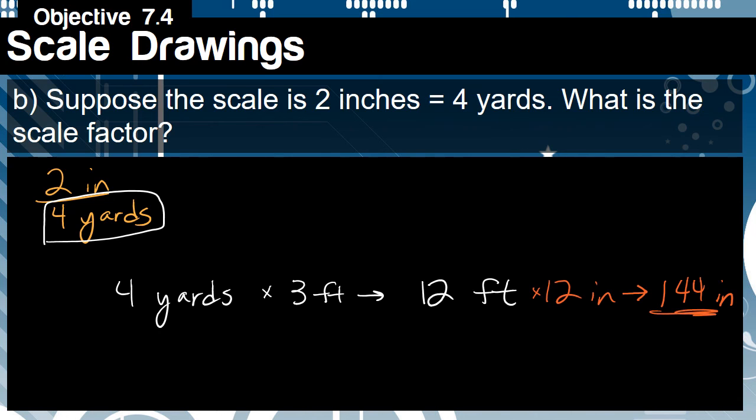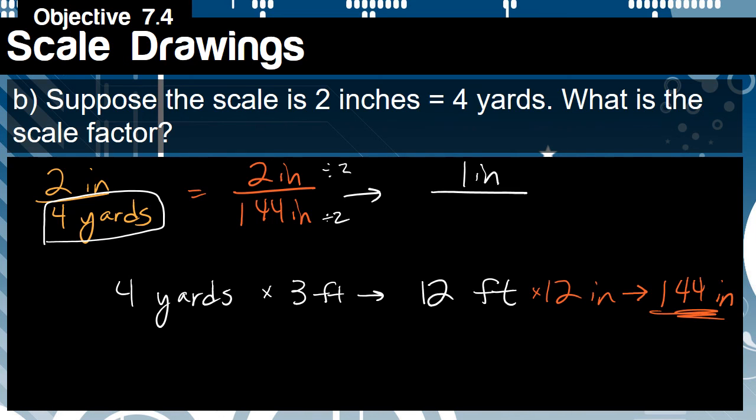And so we have 144 inches. So now we have 2 inches over 144 inches. Now let's figure out the scale factor here. When we simplify this, we divide the top and bottom by 2. We have 1 inch for every 1 inch. Our scale factor here is representing in real life 144 divided by 2, which gives us 72 inches.